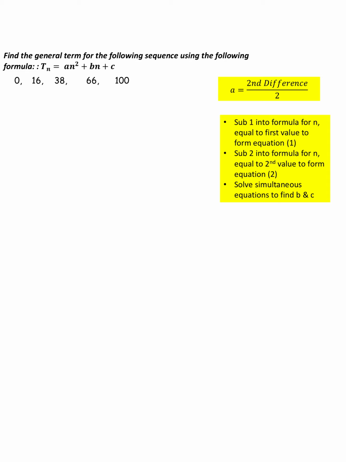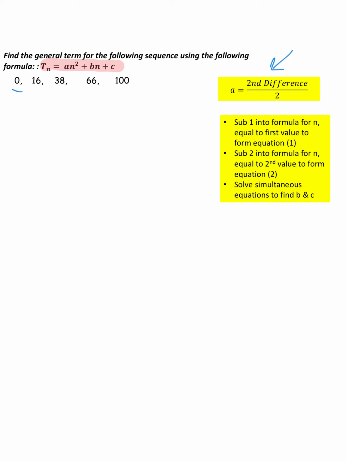Okay, so the general term of a quadratic sequence is given like this. Tn is equal to an squared plus bn plus c. You can see it's quadratic as we have n squared. So the first thing we can find in that formula is the a term. And the a term over here is the second difference divided by 2. So let's get our second difference here. So first we need the first difference.